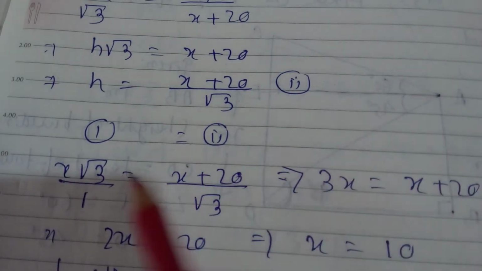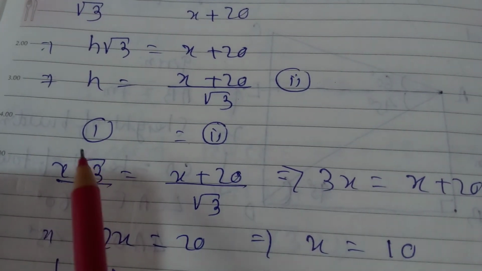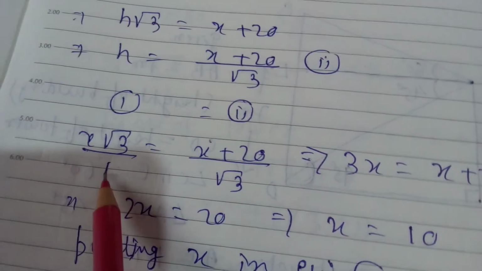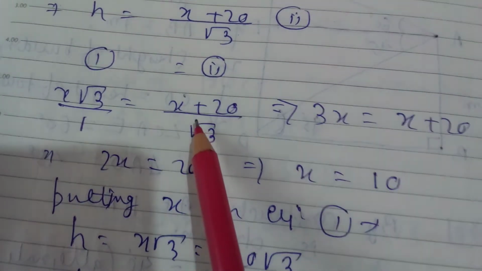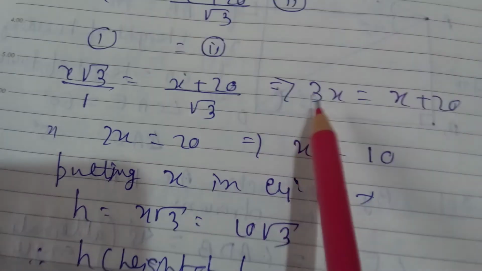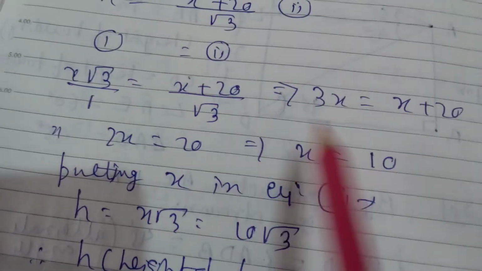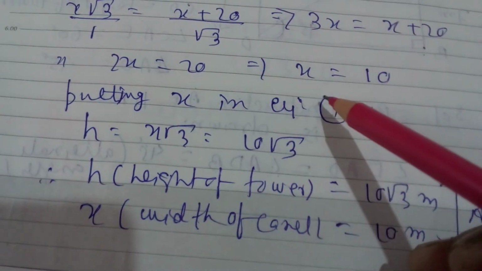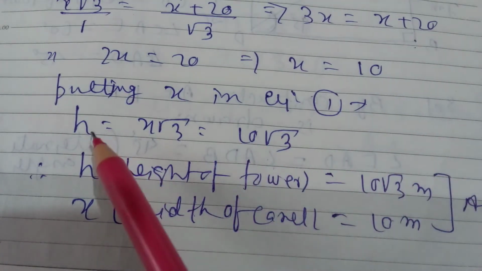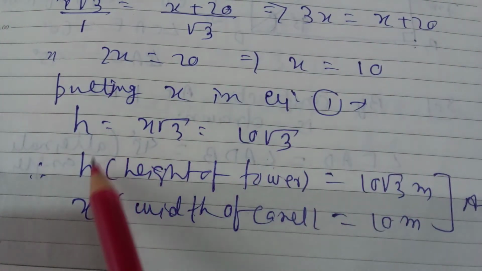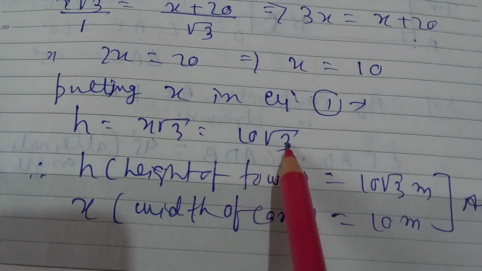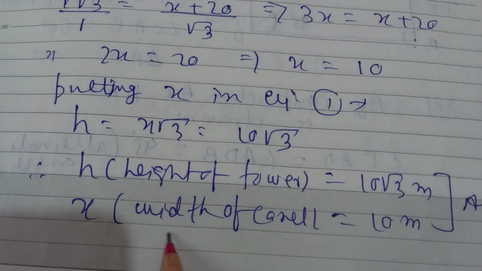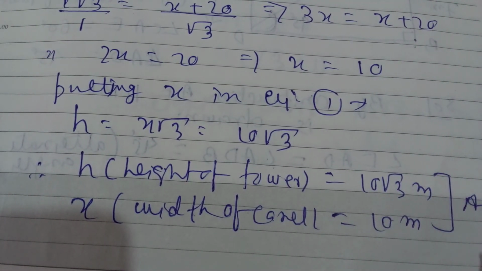In equations 1 and 2, I have taken the value of H. So equation 1 equal to equation 2. In equation 1, H's value is X root 3 and in equation 2, H's value is X plus 20 by root 3. So by cross multiplication, 3X equal to X plus 20 and 3X minus X, 2X equal to 20 and X equal to 10. So putting X in equation 1, H equal to X root 3, that is 10 root 3, and H, which is the height of the tower, is 10 root 3 meter, X, that is the width of the canal, is 10 meter. Okay.